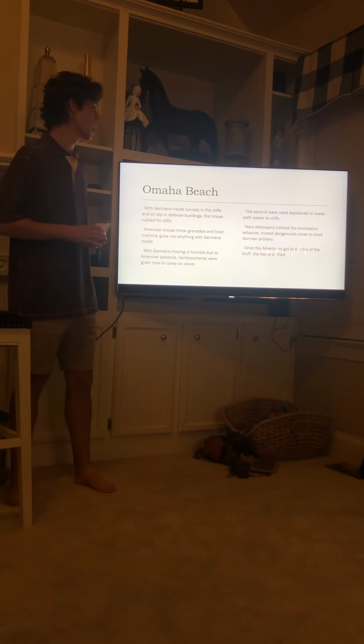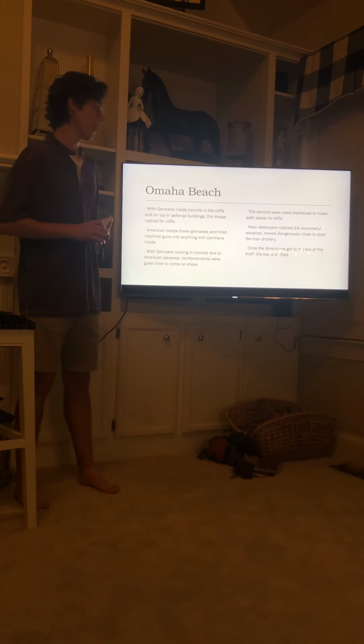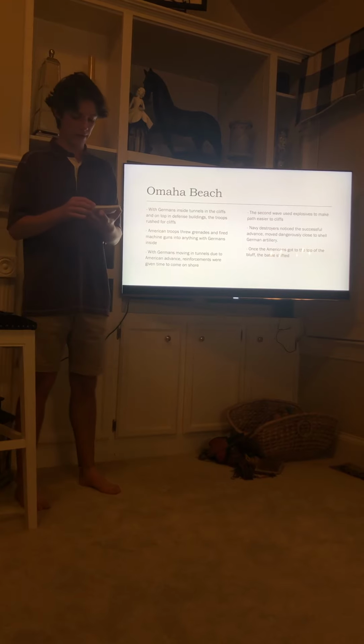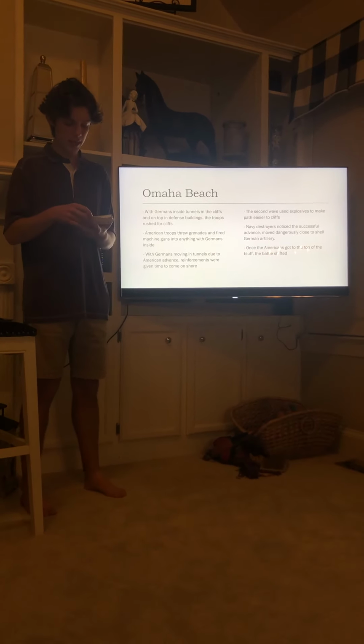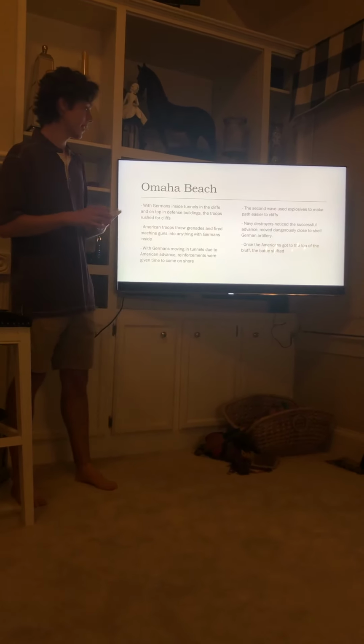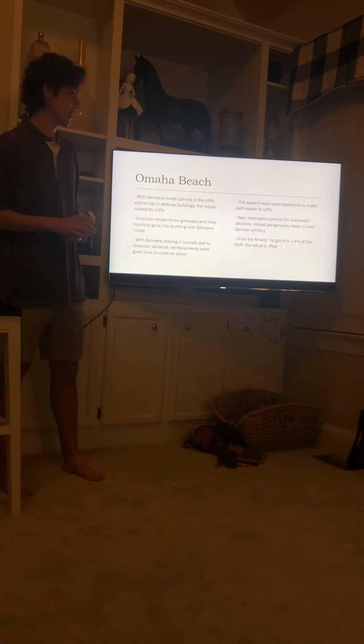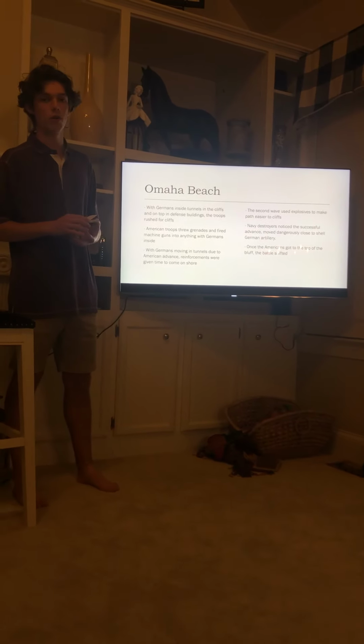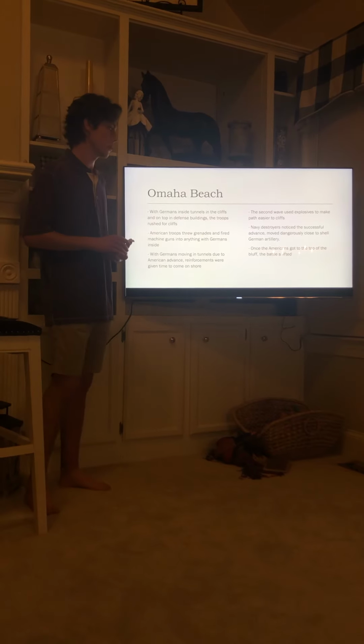Once the Americans got to the top of the bluff, the battle completely shifted because they were able to successfully change their tactics to lateral attacks, attacking inside of those artillery batteries and taking Germans down piece by piece.